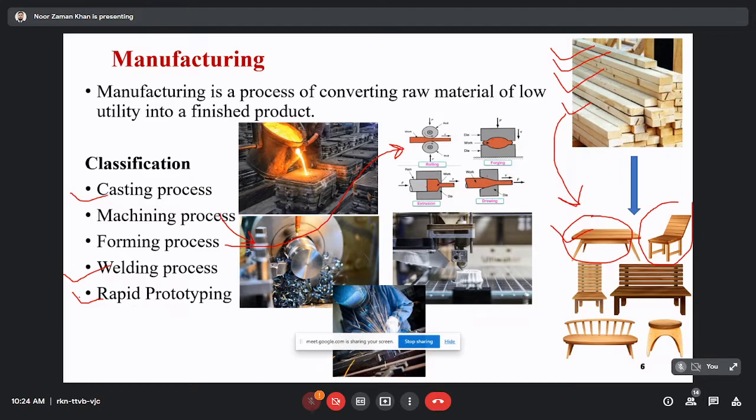The last is rapid prototyping. There are various rapid prototyping techniques available in order to produce a final product or a component, which include selective laser sintering, stereolithography, laminated object manufacturing, fused deposition modeling, etc. So there are various types of manufacturing processes in order to convert a raw material into a finished product of higher value.